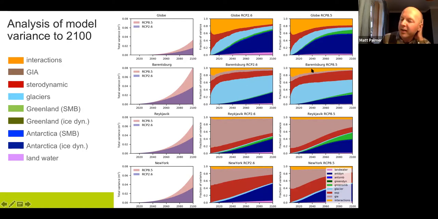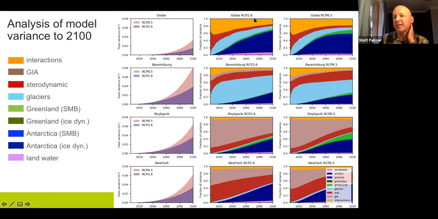And it's interesting to see that the breakdown of variance is quite dependent on the geographic location. It's to do with the various uncertainties. So how well is GIA known? And that's particularly uncertain for Reykjavik. For Barentsburg, there's a particularly strong contribution to variance from the glacier part. And then in New York, we have a very large component from the sterodynamic and relatively large from GIA. Although one of the general themes you'll see is that in subsequent plots, it tends to be the Antarctic ice dynamic term that starts to dominate as we go to longer timescales.